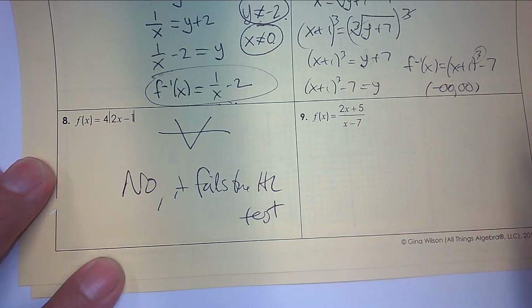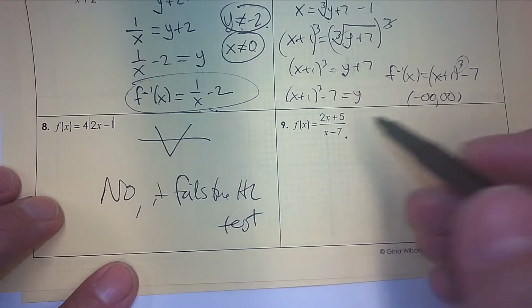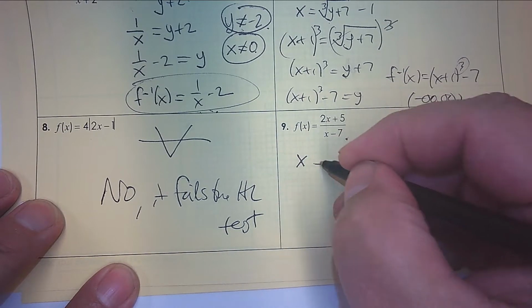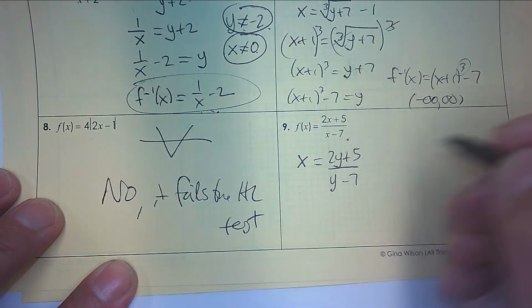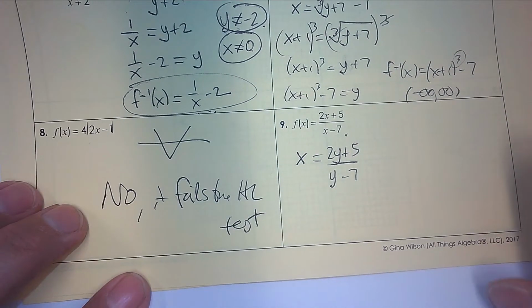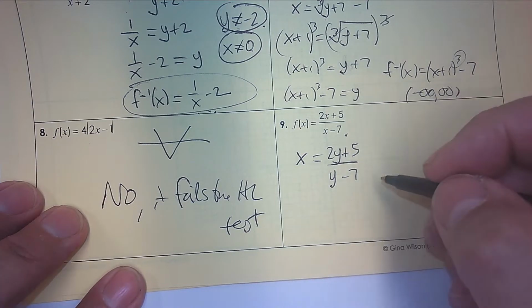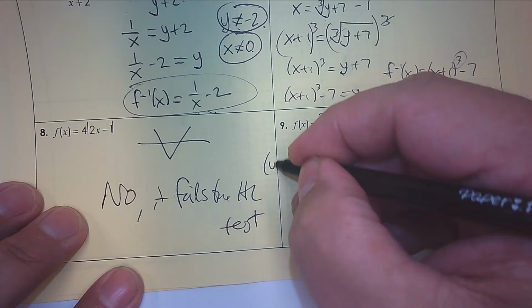Nine. 2x plus 5 over x subtract 7. This is going to take a little work, but we can do it together. So x equals 2y plus 5 over y minus 7. It will not help me to do the reciprocal. So my next step is actually to undo the fraction. So I'm going to multiply both sides by y minus 7.